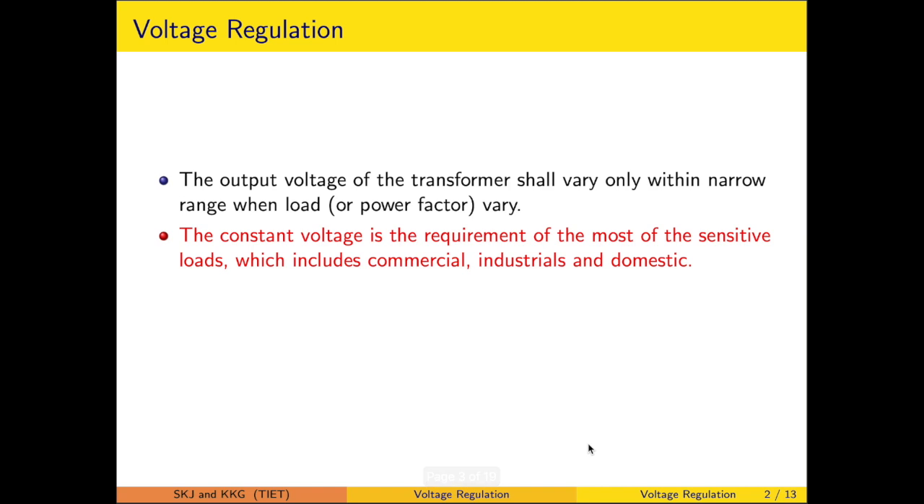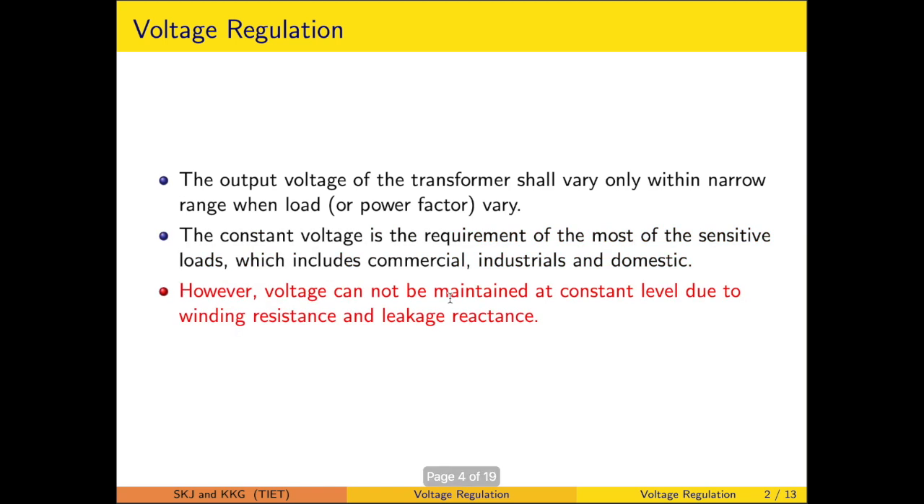The constant voltage is the requirement because of the sensitive nature of the loads. This sensitive nature of the loads may come because of industrial, commercial or domestic usage. However, the voltage cannot be maintained at a constant level because of the winding resistance and the leakage reactance. These, the resistance and the leakage reactance, are basically part of the practical transformer. So the effort is there to minimize them, but they cannot be eliminated.